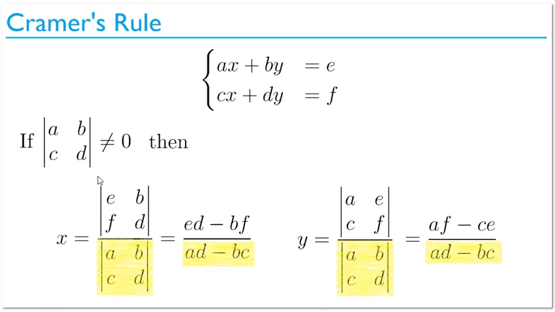The denominator of both x and y is the determinant of the coefficient matrix of the system. For the numerator of x, replace column 1 of the coefficient matrix by the right-hand side of the system and get the determinant. Similarly, for the numerator of y, replace column 2 of the coefficient matrix by the right-hand side of the system and then get the determinant.